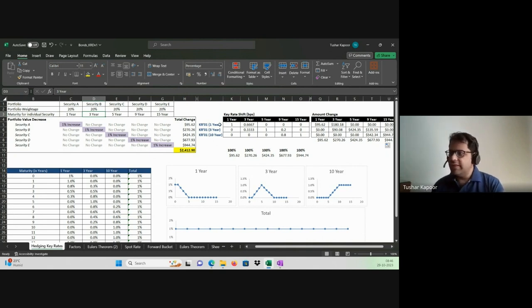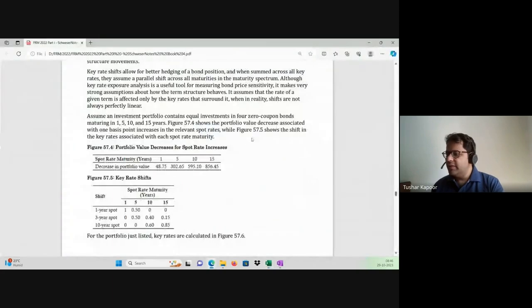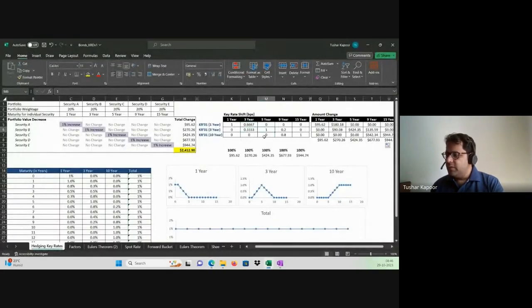Then we want to understand that once we change the 1 year key rate, the 3 year key rate is also getting impacted. Once we change the key rate for 3 year, that is where 5 year is also getting impacted: 3 year, 5 year, and 9 year. Up to 9 year, it is getting impacted. Similarly, for key rate 10, there is 0.8 and 0.1, which is getting impacted.